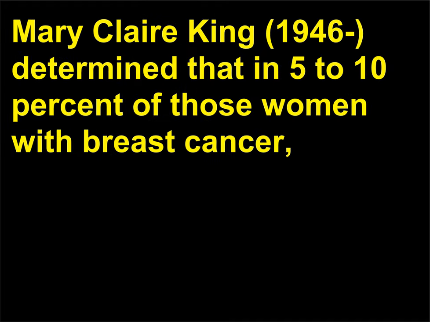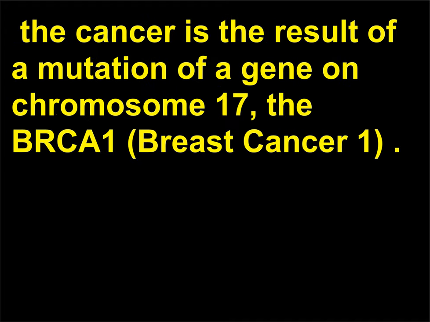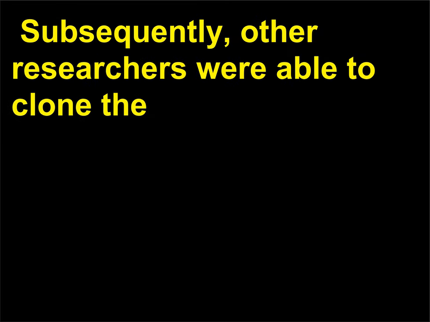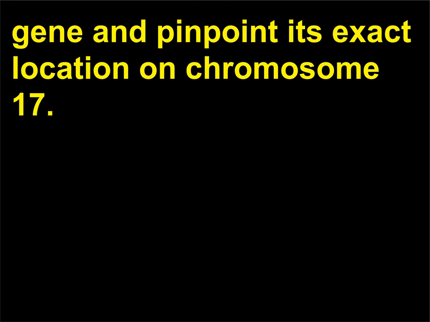Mary-Claire King, 1946, determined that in 5 to 10% of those women with breast cancer, the cancer is the result of a mutation of a gene on chromosome 17, the BRCA1, breast cancer 1. The BRCA1 gene is a tumor suppressor gene and is also linked to ovarian cancer. Subsequently, other researchers were able to clone the gene and pinpoint its exact location on chromosome 17.